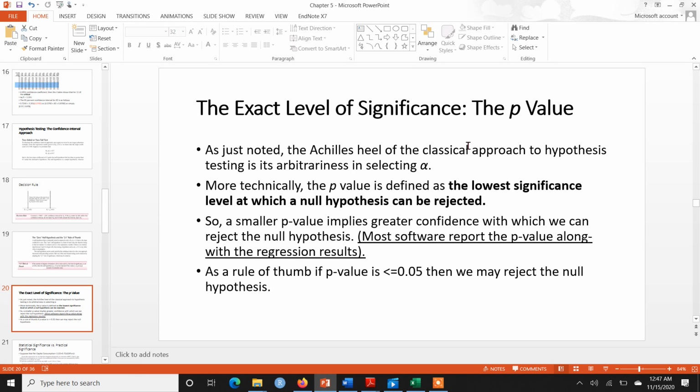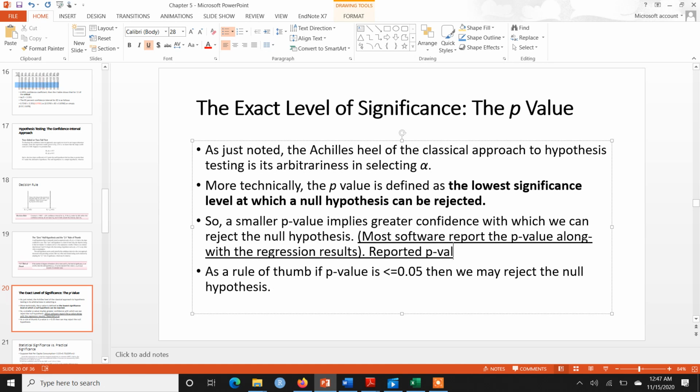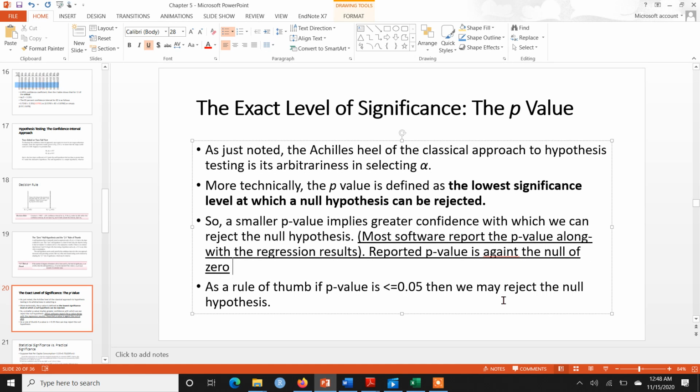In this video I won't be covering how to calculate the p-value, but I would like to comment that if you run the regression in any statistical software, then the p-values are always reported. So that means that you can easily rely on the p-value. So how to rely on the p-value? First of all, you should keep in mind that the reported p-value by the statistical software is against the null of 0.